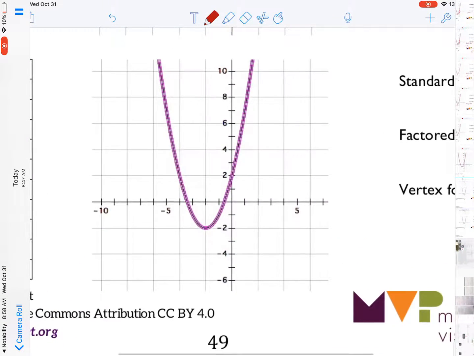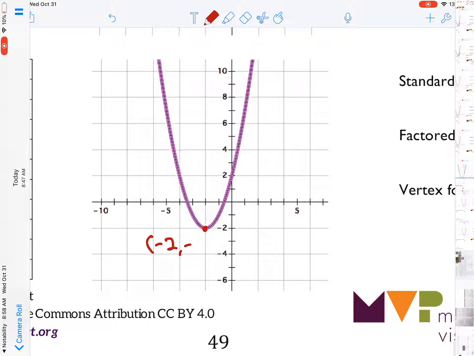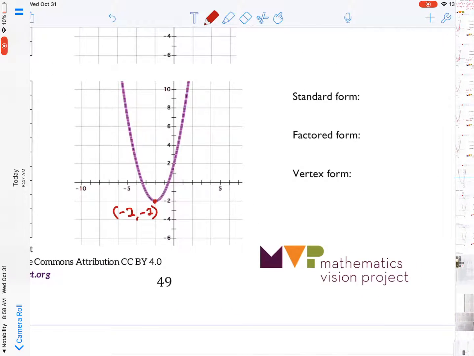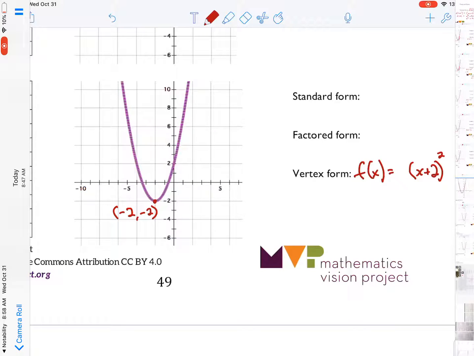So the vertex of this, right here, and go ahead and label it on your side as well, is (-2, -2). Now, when I put that into vertex form, it would be f of x is equal to (x + 2) squared minus 2. Now, the only question is if there is an a value here.